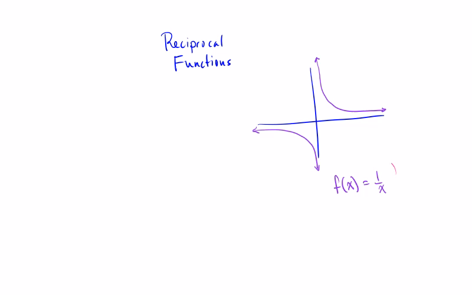So this is the parent function of the reciprocal function, where you have a hyperbolic situation with these two parts that go away from one another. You have one part in one quadrant, another part in another quadrant, kind of the opposite quadrant.